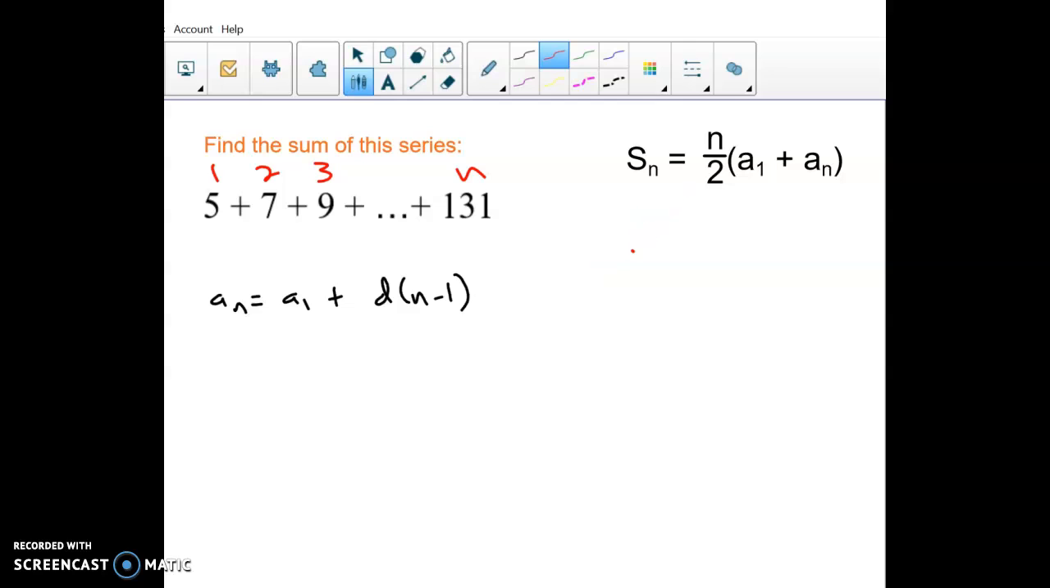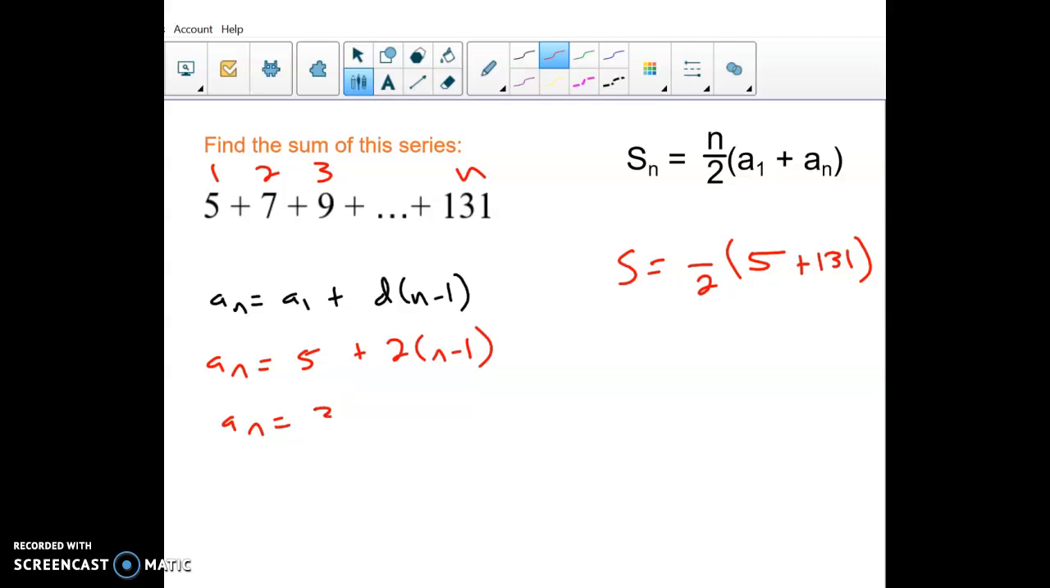Okay, so again, when we do the sum here, we know the first and last term. We know the first term is 5. We know the last term is 131. But the tricky part is we don't know how many terms there are. So we've got to find n for this 131 value. I'm going to go back and do my explicit formula. So an equals 5 plus 2 times n minus 1. All right, start with 5, go up by 2.